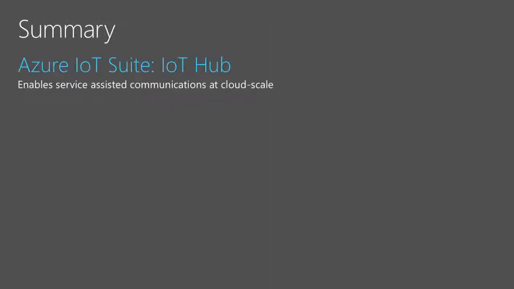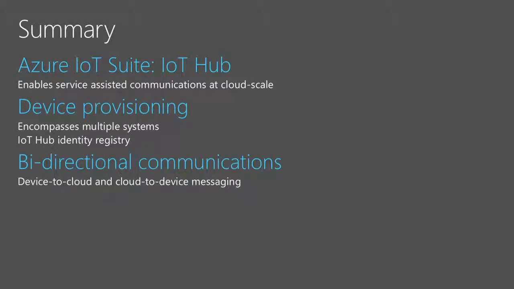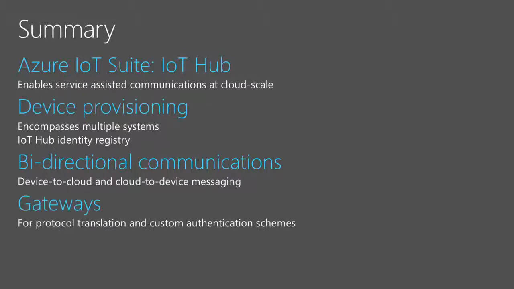So what did we talk about? We basically introduced the connectivity component of the Azure IoT suite that's called IoT Hub that enables service-assisted communication at cloud scale. We talked about device provisioning, the difference between identity registry and device registry, and the fact that it does encompass multiple subsystems. We talked about bidirectional communications, device to cloud and cloud to device, the various things that we support, the fact that we're compatible with Event Hub, reliability, time to live, feedback.